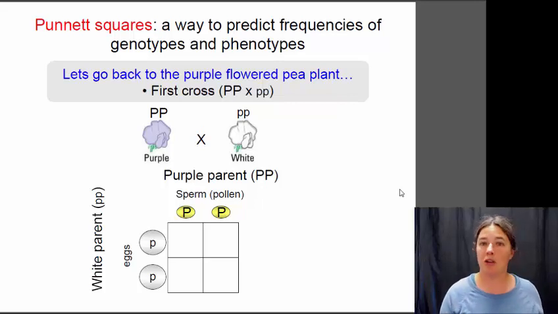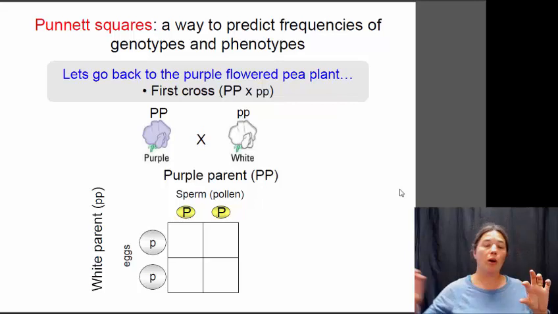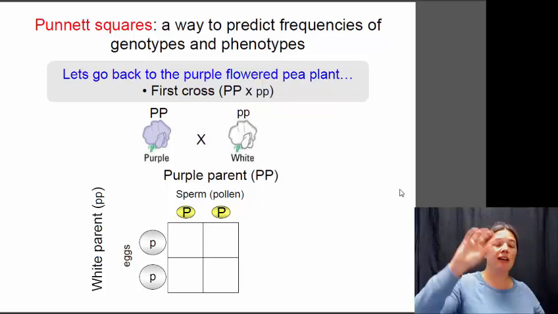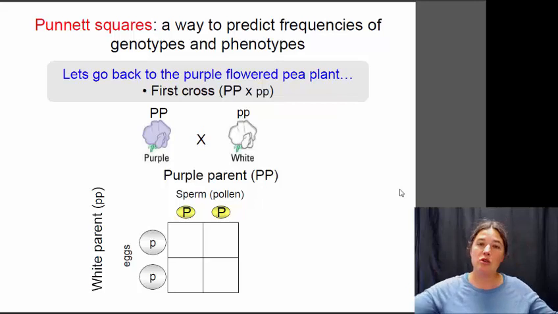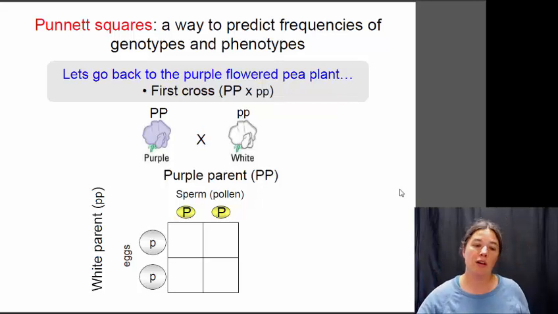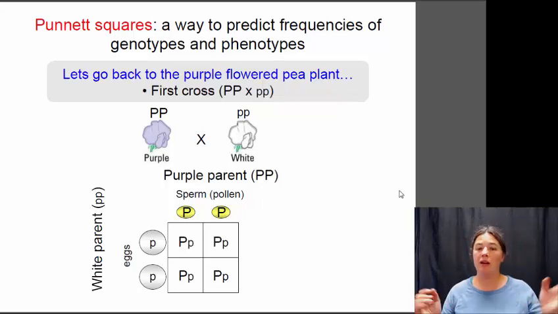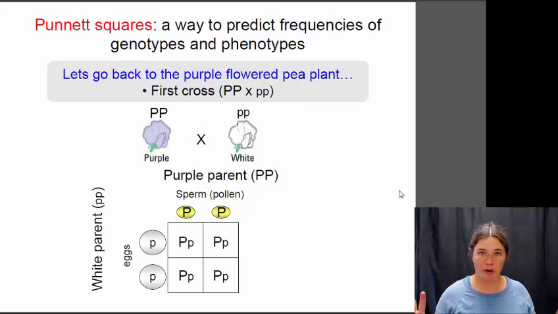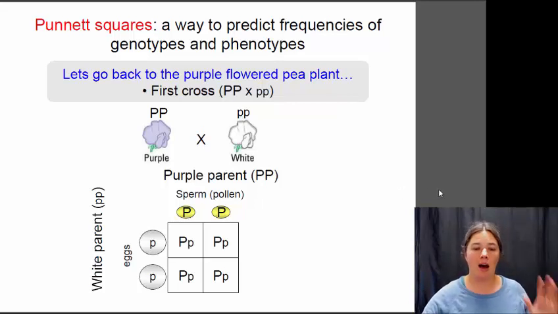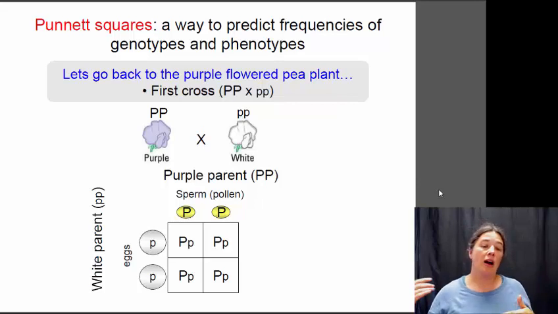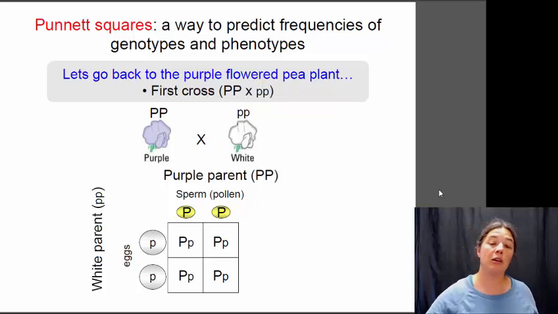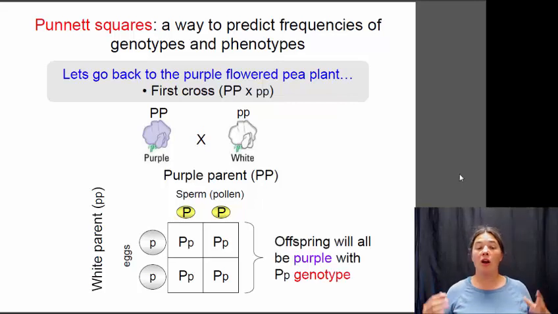So you put the sperm along one side of the Punnett square, you put the eggs along the other side, and then you combine them together into the squares. You get the genotypes of the offspring within each square. Now in this cross, one parent is only producing big P and one parent is only producing little p, so 100% of the offspring are big P, little p heterozygotes. They're all purple, and they all have the same genotype.